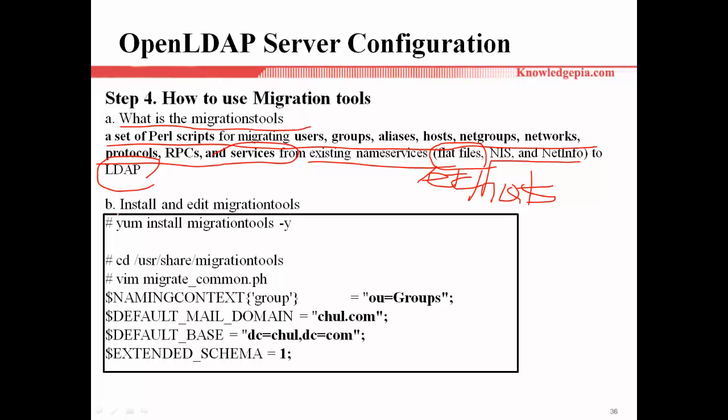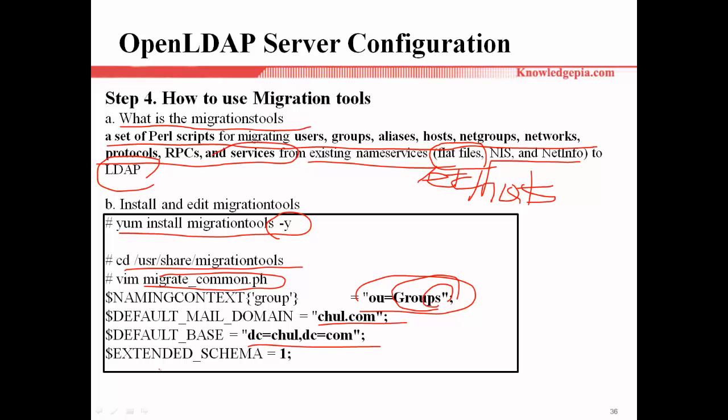To use these migration tools, we need to install this package first: yum install migrationtools -y. Then it will install, and go to this directory here. We need to edit this file first, migrate_common.ph. Here, the OU, in our case, we will use groups, but the default is group, so we have to change it to groups. And the mail domain also, in my case, I will use chol.com. And the default base also, chol.com, like this. And the extended schema feature will be enabled using number 1.